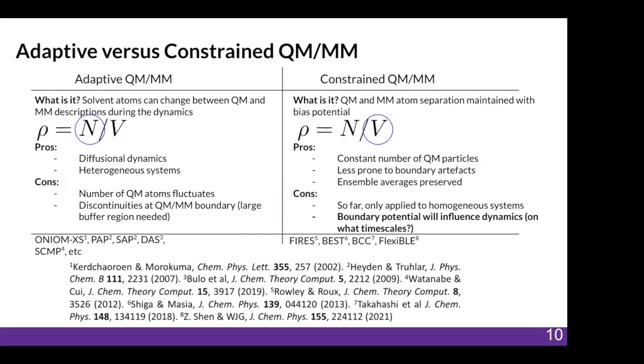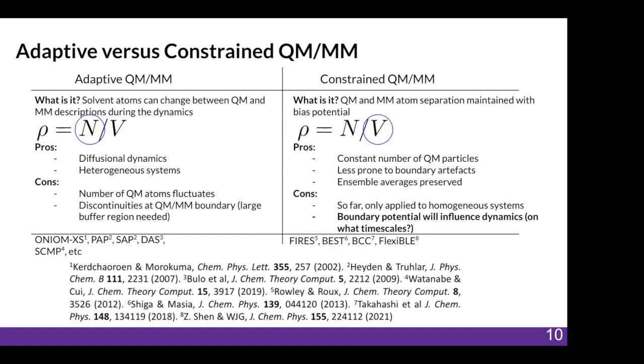The other set of approaches is based on what's known as constrained QMMM. That is, we keep the number of QM solvent fixed, but we allow the volume of our QM region to fluctuate. So we keep a constant number of QM particles. And because we don't allow this change in identity, this becomes less prone to the same boundary artifacts that adaptive QMMM is prone to. If we're particularly careful about how we construct our constraints, then we show that we can actually reproduce the correct ensemble averages in the absence of constraints.